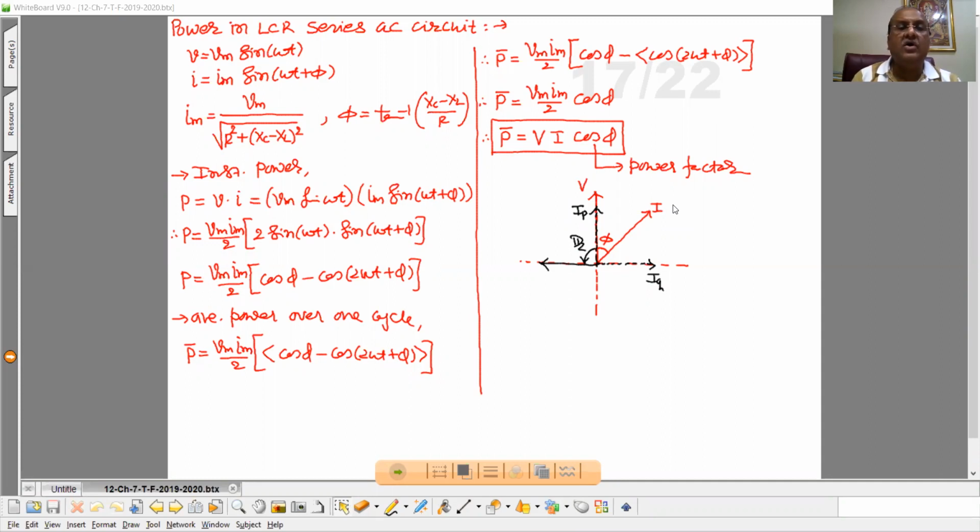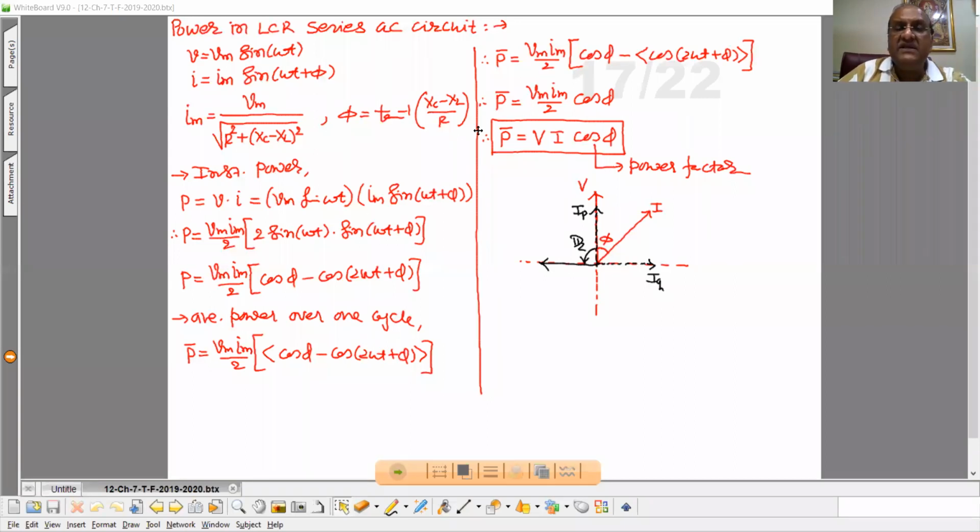And in case of LCR series circuit, this phi we can calculate by tan inverse (XC minus XL) by R, and then depending on the value of this phase difference phi, we will get the dissipation of power. Clear?